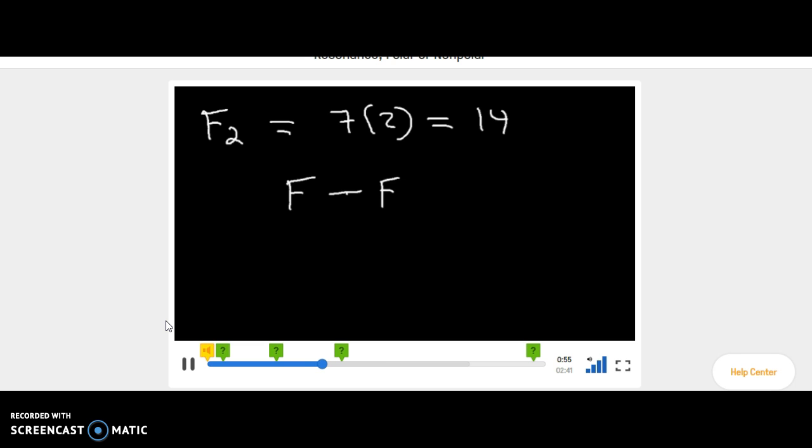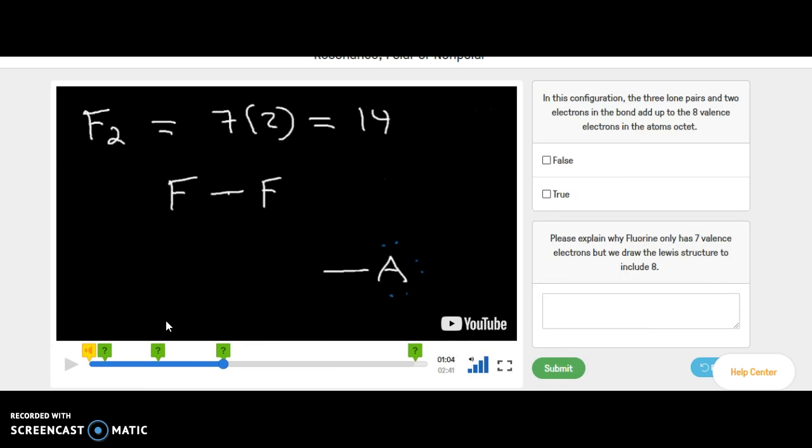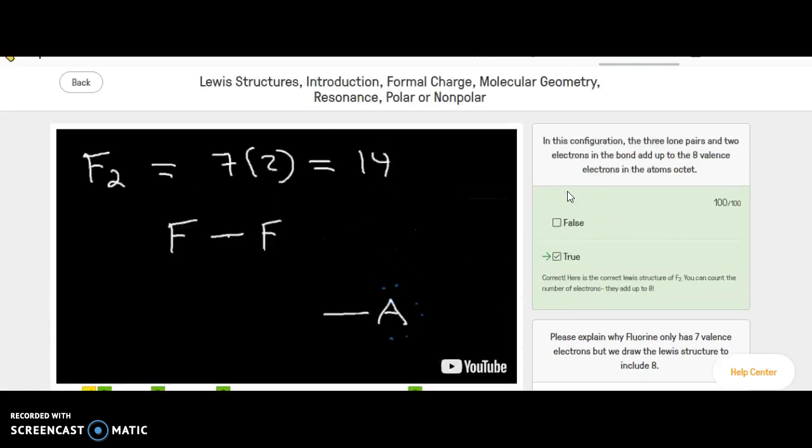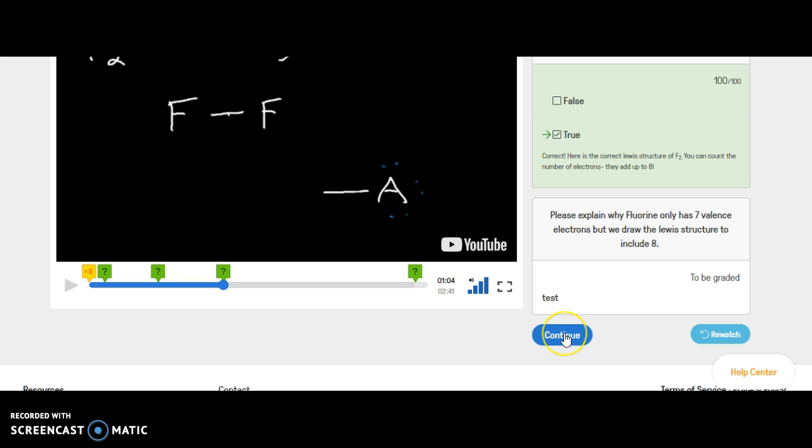Now, typically, whenever an element has one bond attached to it, it usually contains 3 lone pairs. Not always, but usually. Okay, this question set has 2 questions, 1 true-false, 1 short answer. True, and then I'll just put test since I'm not actually going to answer it. And then there should be an image that appears right here. I'll need to fix that, but I'll click continue.